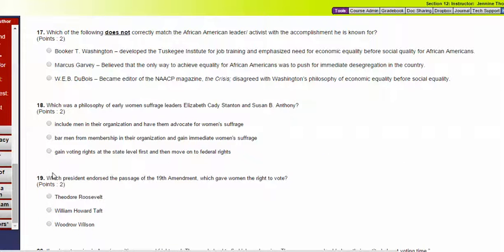Number 17, which of the following does not correctly match the African American leader or activist with the accomplishment he is known for? Booker T. Washington developed the Tuskegee Institute for job training and emphasized needs for economic equality before social equality for African Americans. Marcus Garvey believed that the only way to achieve equality for African Americans was to push for immediate desegregation in the country. Or W.E.B. Du Bois became editor of the NAACP magazine The Crisis, disagreed with Washington's philosophy of economic equality before social equality.